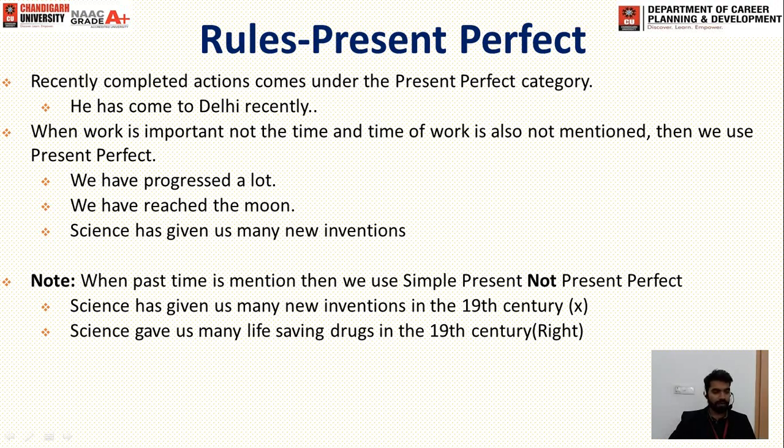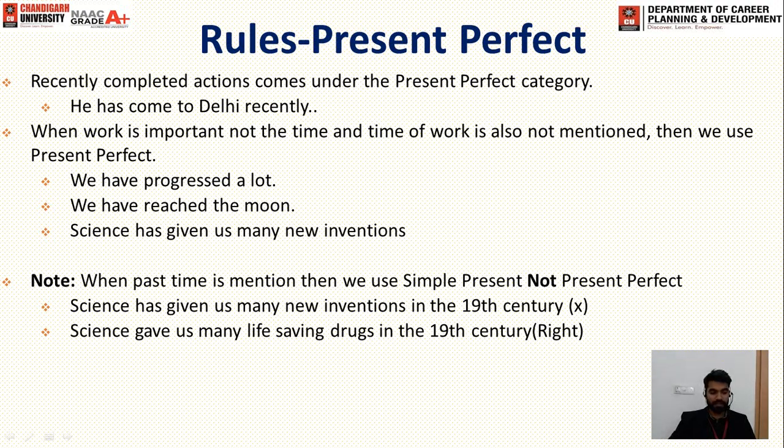The second rule is when the work is important, not the time, and the time is also not mentioned. So where we can use present perfect is where the work is important and not the time, and when the time is not mentioned, then we use present perfect. So we have progressed a lot, we have reached the moon, science has given us many new inventions.